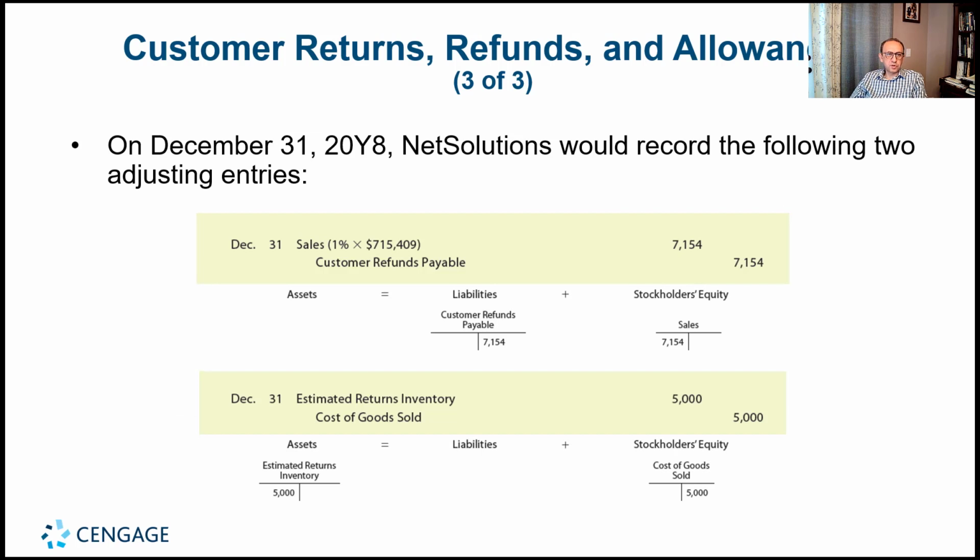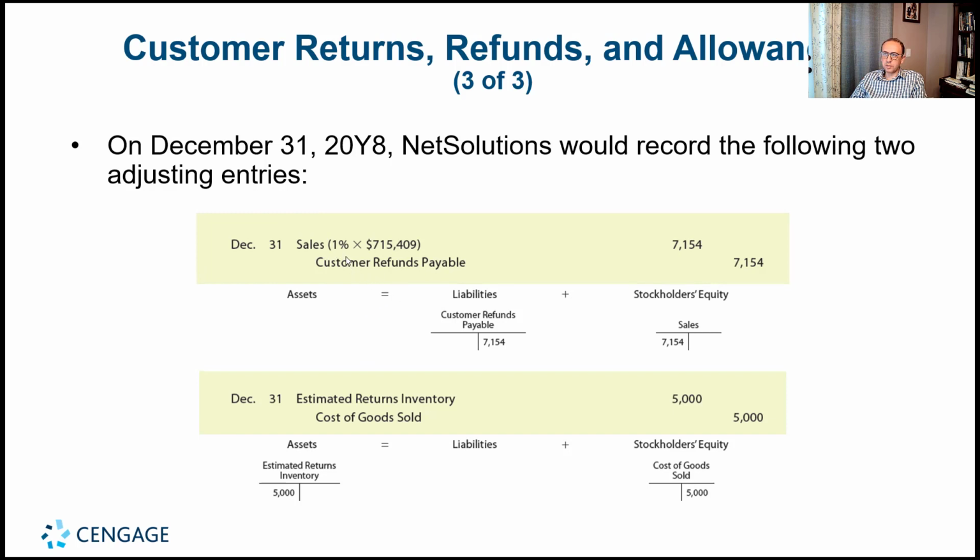So on December 31st, year 8, Net Solutions would record the following two adjusting entries. And I'm sorry, I said journal entry. These are adjusting entries. So they are done at the end of the year, on December 31st, as you see here. And they include an income statement account and a balance sheet account.